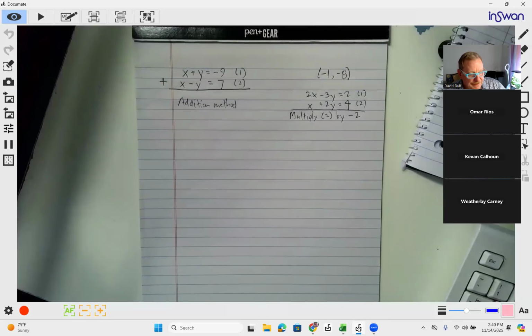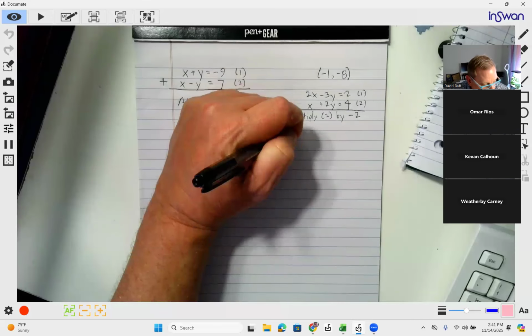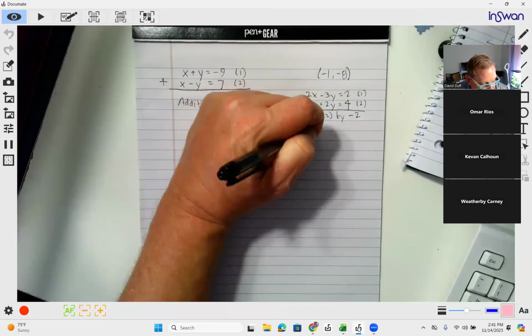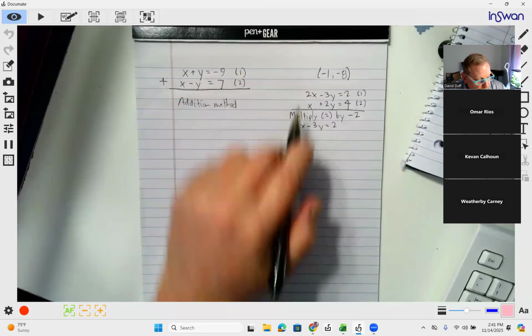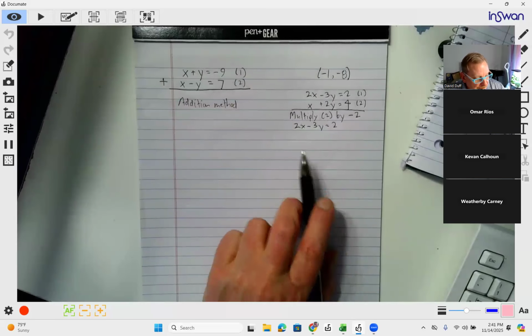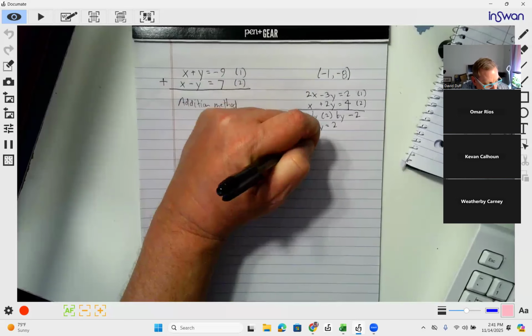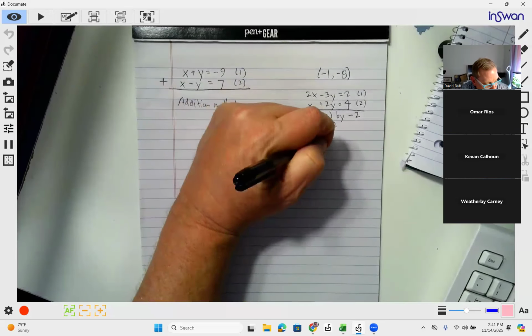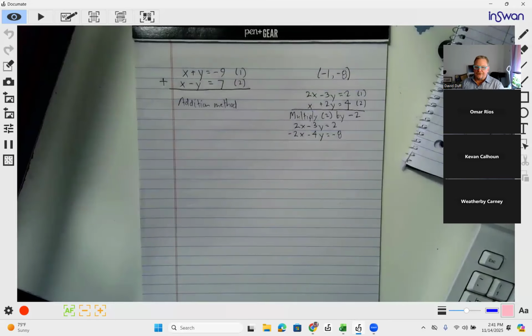If I multiply the second equation by -2, well, I'm going to rewrite equation 1. Equation 1 is 2x minus 3y is equal to 2. And now if I multiply the second equation by -2, that's going to give me -2x minus 4y is equal to -8. Everyone see what I did there? I just want to cancel a variable. That's all I want to do. I want to cancel out a variable.